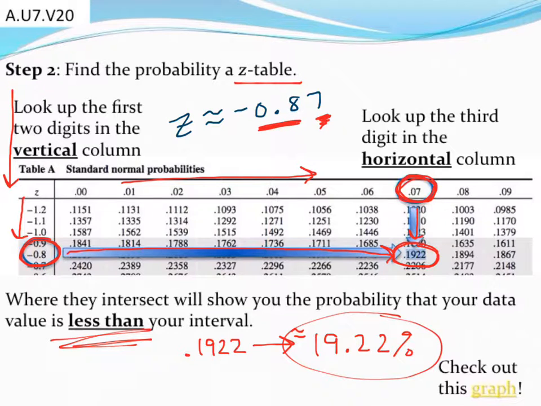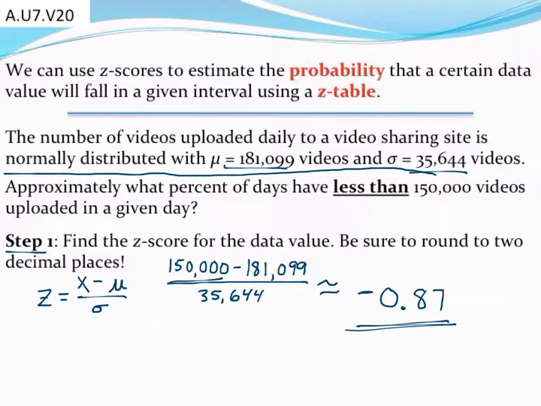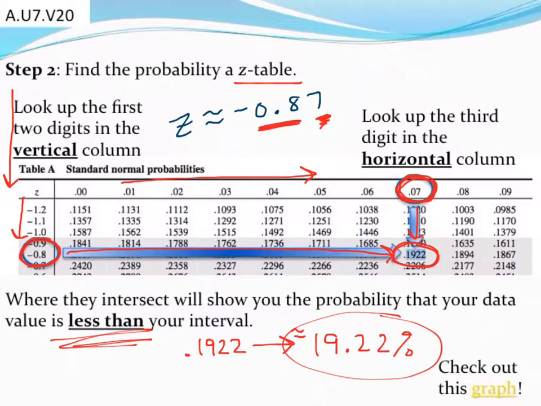If I go back and look at the question, about 19.22% of the time, we expect to be uploading less than 150,000 videos. In our next couple of videos, we'll take a look at what to do if you aren't looking for less than, what to do if you're looking for more than or in between. But if you are looking for less than, it's just going to be that number you find in your z-table where your column and row intersect right there.